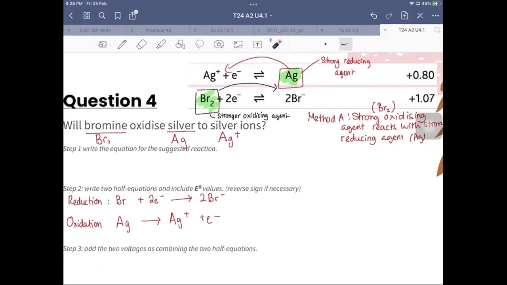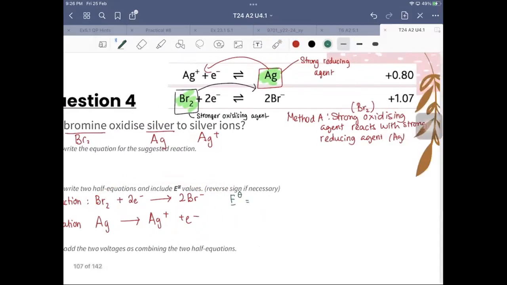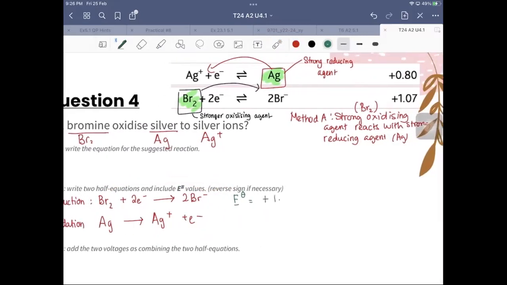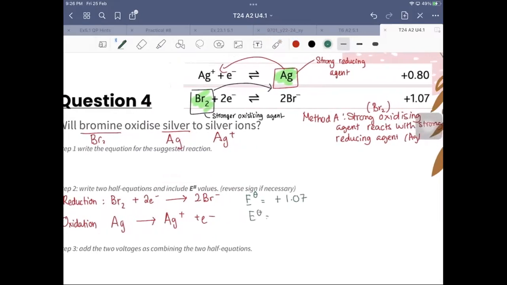Okay, so this is the half equations, and I will also write down the E naught values. So bromine, oops, I missed out my Br2. Bromine to bromide, the E naught value is reduction forward plus 1.07. Silver to silver ions is negative 0.80. I have reversed it because I am looking at the reverse reaction.